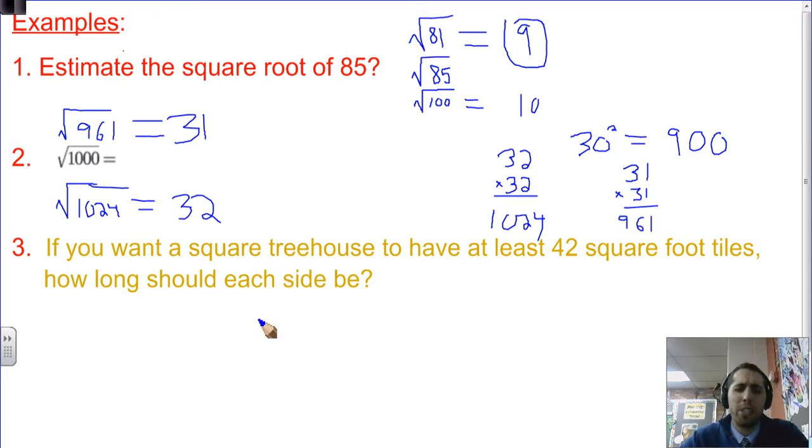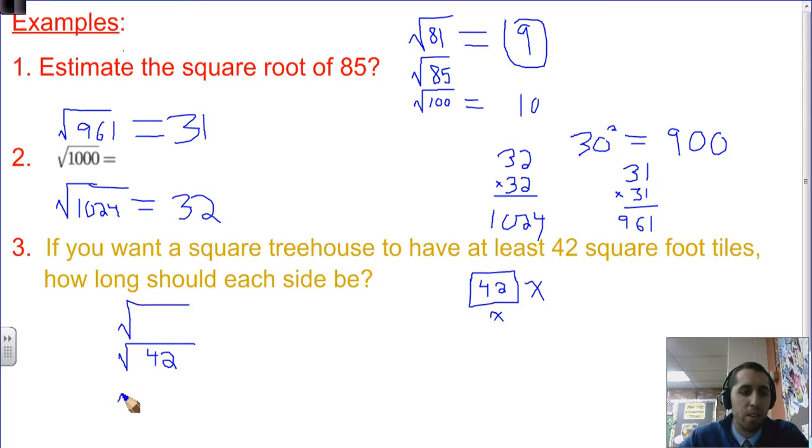If you want a square treehouse to have at least 42 square foot tiles, how long should each side be? So the area is 42. So to find the side length, it's a square treehouse, I can take the square root. So if you want to draw this out, that would be helpful. You're thinking that the area would be 42 feet squared. So we're thinking, what number do we multiply times itself to get 42? Nothing I can think of, but we can estimate again.